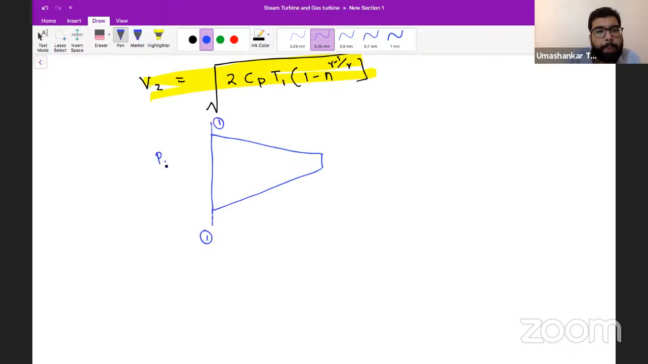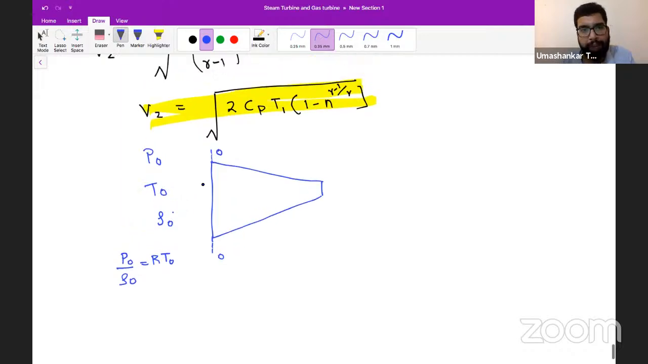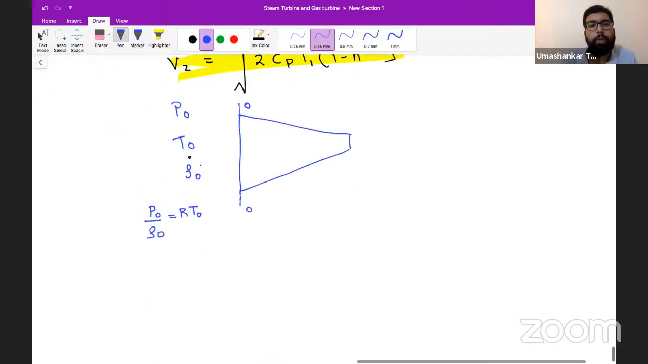So we have the pressure at this point, let us call it naught. We have this P naught, this T naught, or we have this density rho naught. All are the same, only we know the relation: P naught by rho naught is equal to R T naught. Yes or no? So either two given or three given is the same thing, because you can develop the third one. So the entry condition is known.